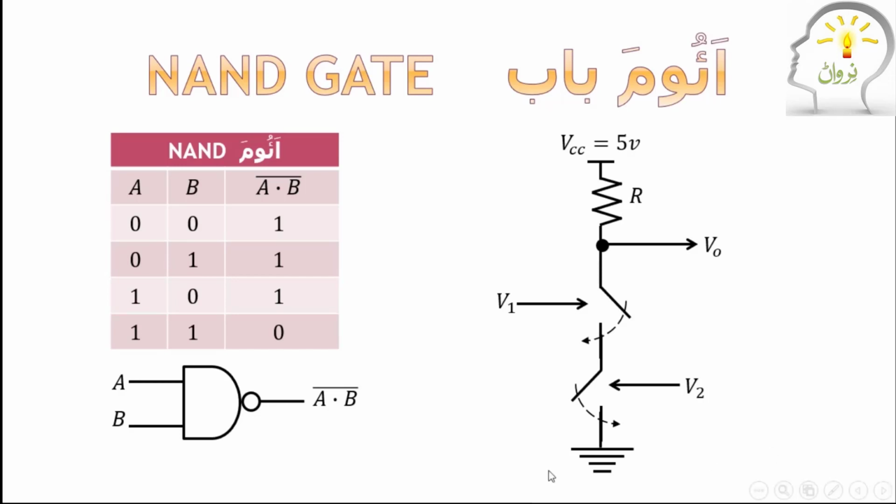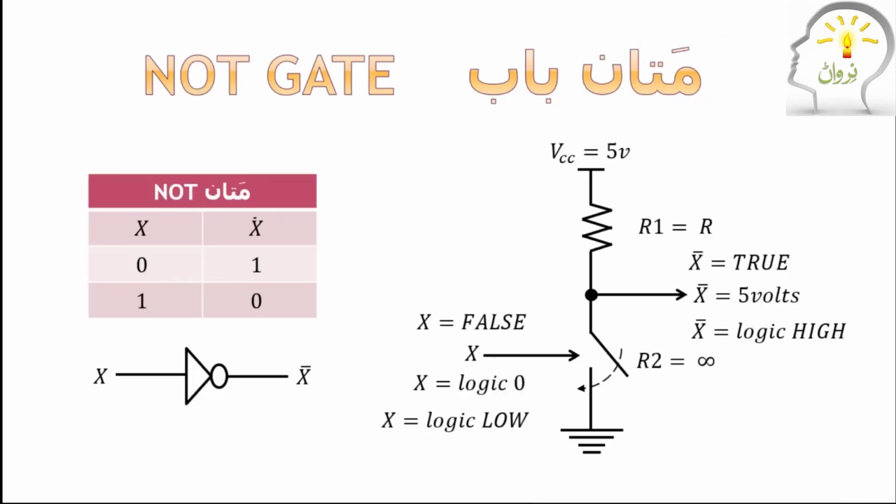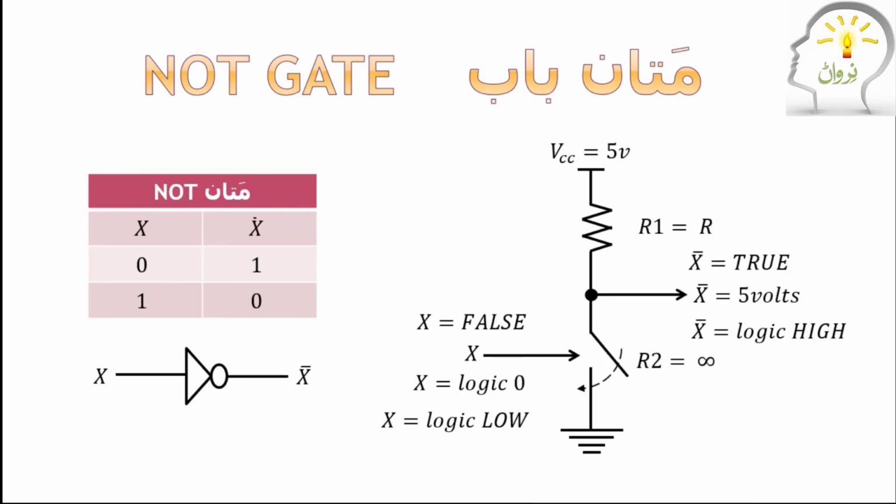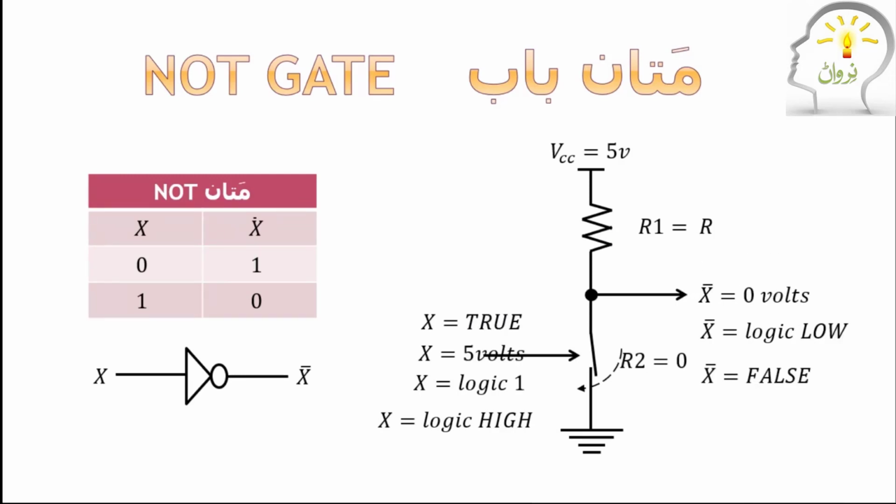See carefully. The circuit, look. If any one switch is open, what will be the resistance from this node to ground? Infinite. From which node? From the output node. The resistance from the output node to ground will be infinite if any switch is open. Currently, both switches are shown open. This is open position. This is closed position. Open position, closed position.